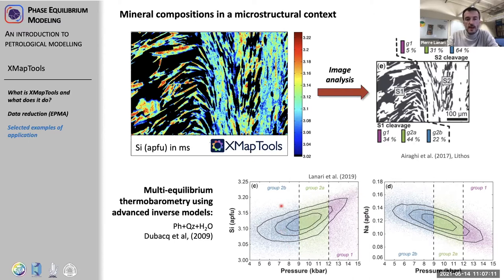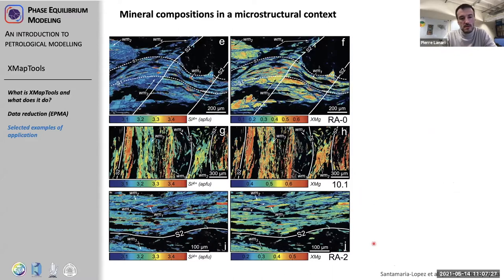And the interesting thing is we have now a correlation between, for example, silicon extracted from the map and the pressure map that we calculate. And it's the same for the sodium content in the diagram on the right. One more example with white mica, because I love the complexity of white mica. Those are three different samples from Spain.